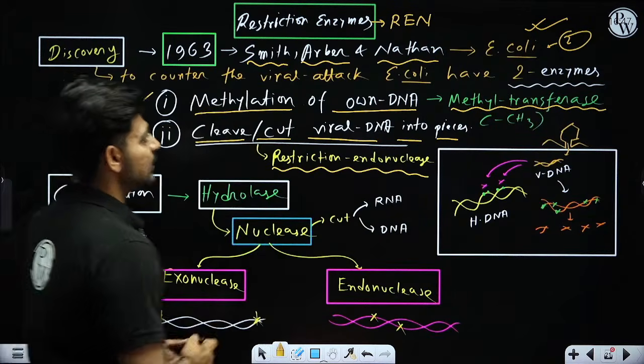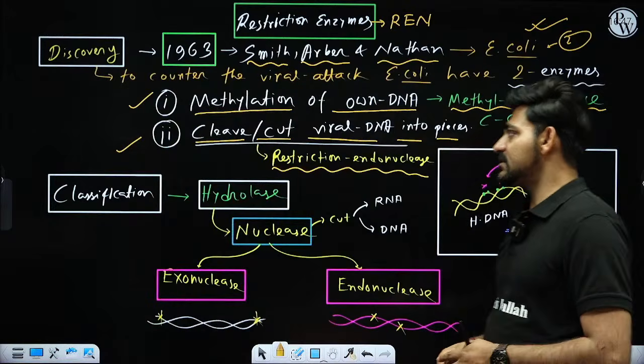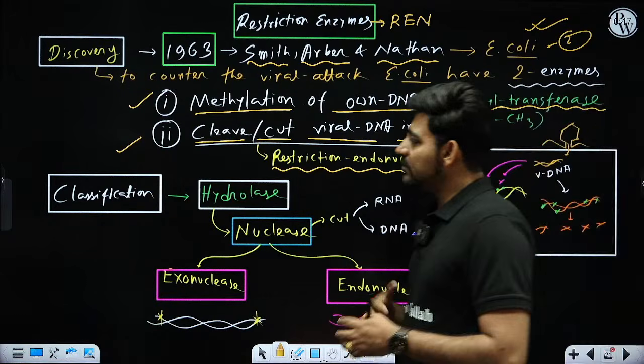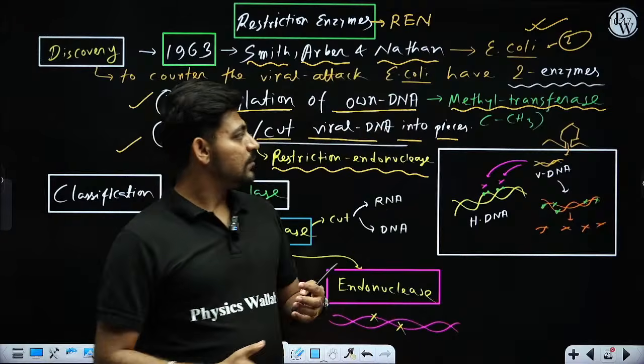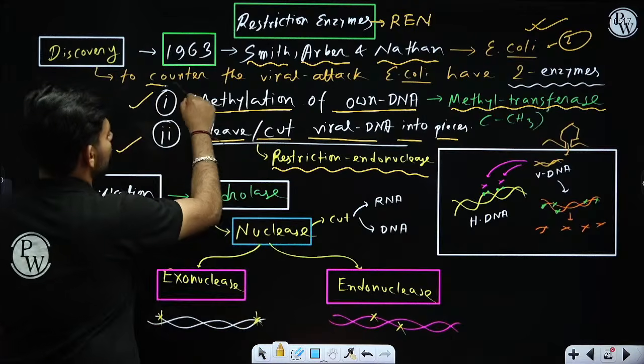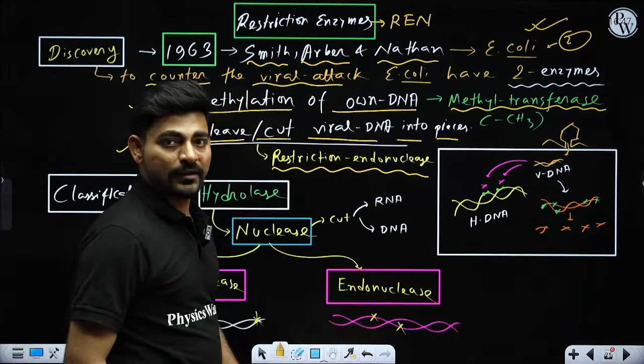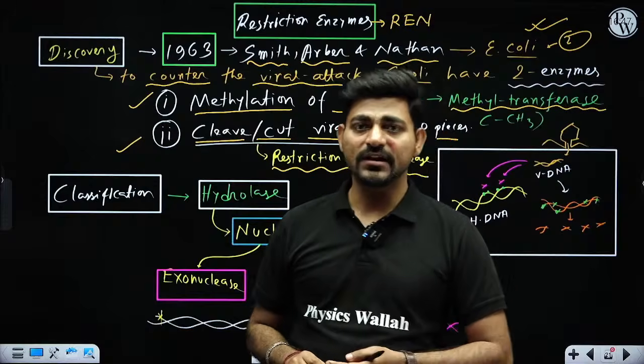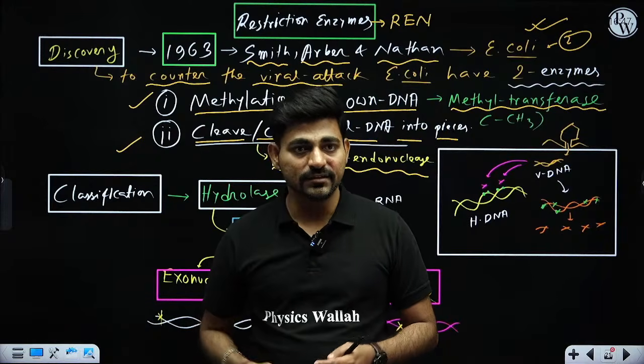So again I am repeating, in the year 1963, Arber, Nathans and Smith found two important enzymes working inside the E. coli bacteria to counter the viral attack. Now which virus is responsible for attacking E. coli? It's the bacteriophage.